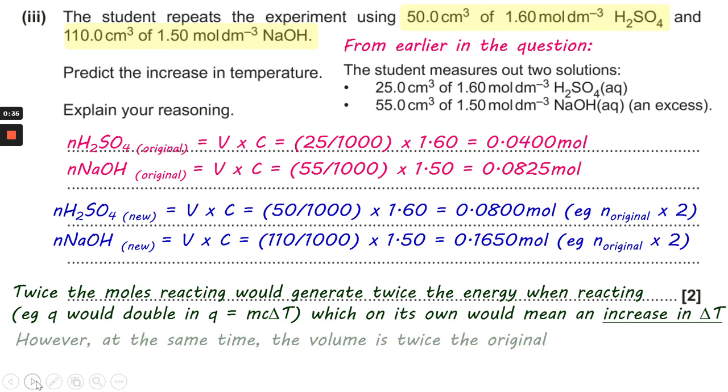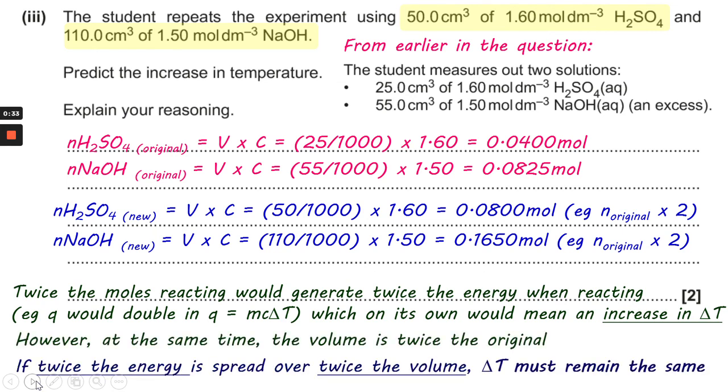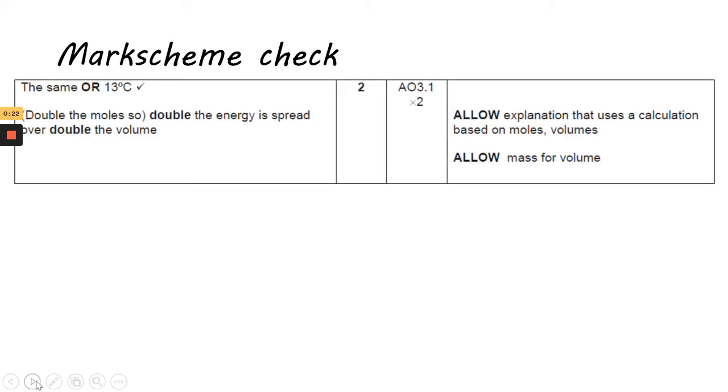But the volumes are also doubled. So what you've got to remember is if twice the energy is spread over twice the volume, ΔT must remain the same. Therefore the temperature change doesn't change. It still remains at 13 degrees is what I'm saying.